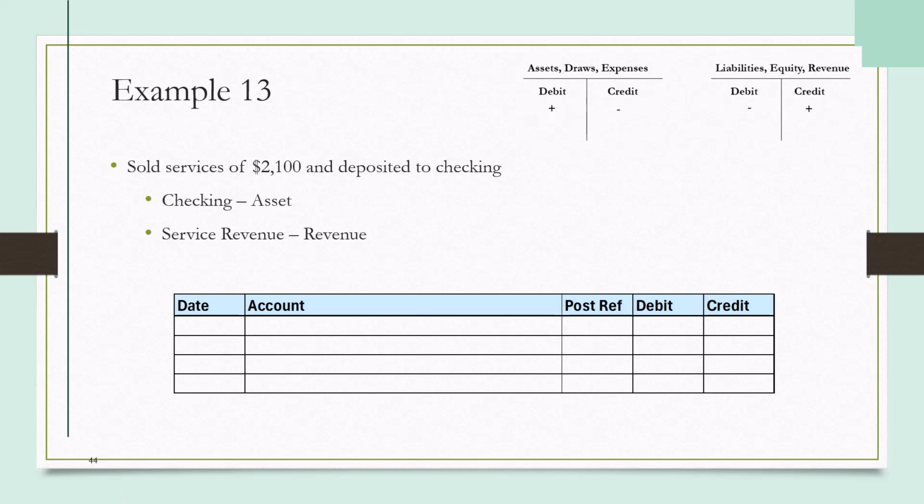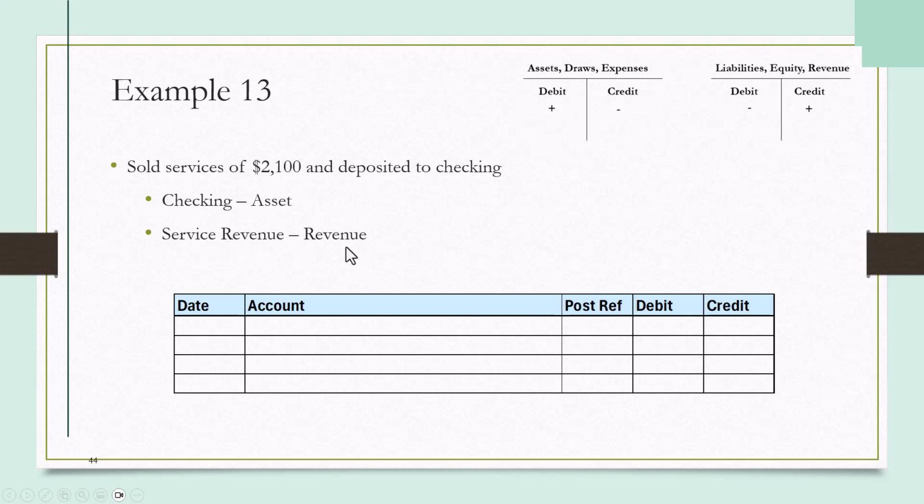In this example, they sold services of $2,100 and the money was deposited to checking. So this would affect the checking account and they earned service revenue. Checking is an asset. In this case, we're adding money to the checking account. We're adding to an asset. So that would be a debit.